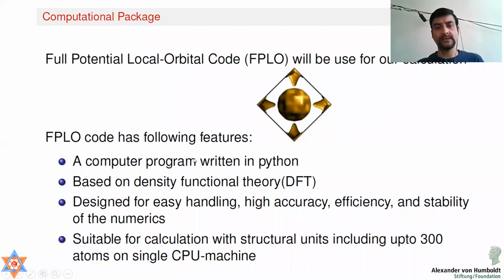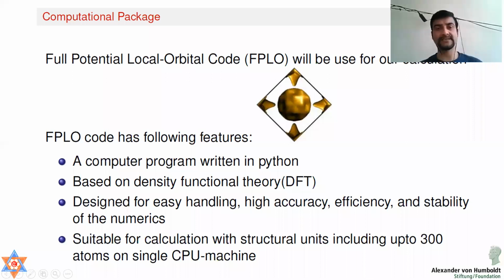As you can see, it uses a Python script based on DFT, designed for high accuracy, efficiency, and stability of the numerics. And it is suitable for up to 300 atoms on a single CPU machine. This is its highest priority. This is the reason that this software becomes highly prioritized, and the memory that it uses is really less compared to other software.